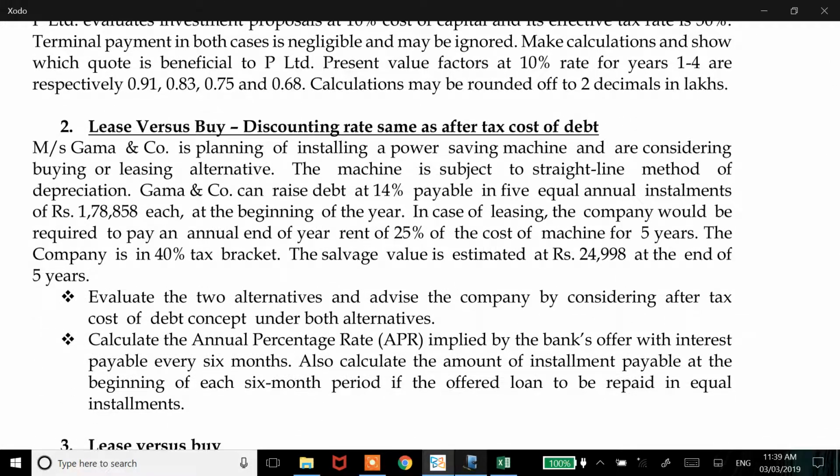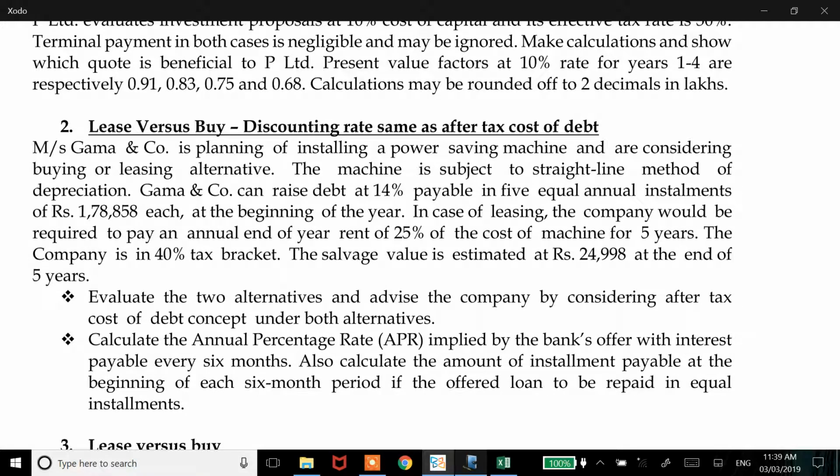Let's do question number 2. Messrs. Gamma and Co. is planning on installing a power saving machine and is considering buying or leasing alternatives. Machine is subjected to straight line method of depreciation. Gamma and Co. can raise debt at 14% payable in 5 equal annual installments at the beginning of the year. In case of leasing, company would be required to pay an annual end of year rent of 25%. 40% tax bracket, salvage value is estimated at 24,998. Evaluate the two alternatives and advise the company by considering after tax cost of debt.